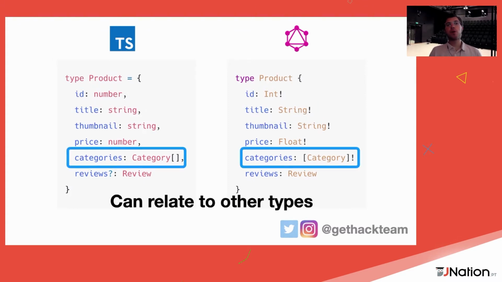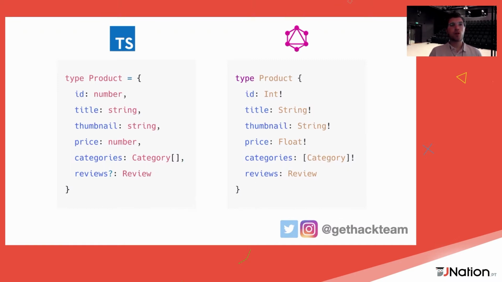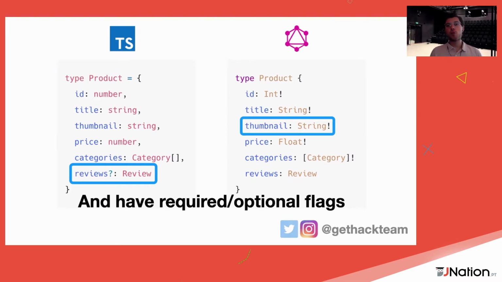And they can also have relationships with other types. And if you look at the TypeScript part, you can see we have categories, which is an array of the type category. And on the right side for GraphQL, you can see the same thing. So categories is an array type of category. And it's basically pretty much the same setup. And if you're wondering about the exclamation mark, I'm going to show you right now. That is the required or optional flag.